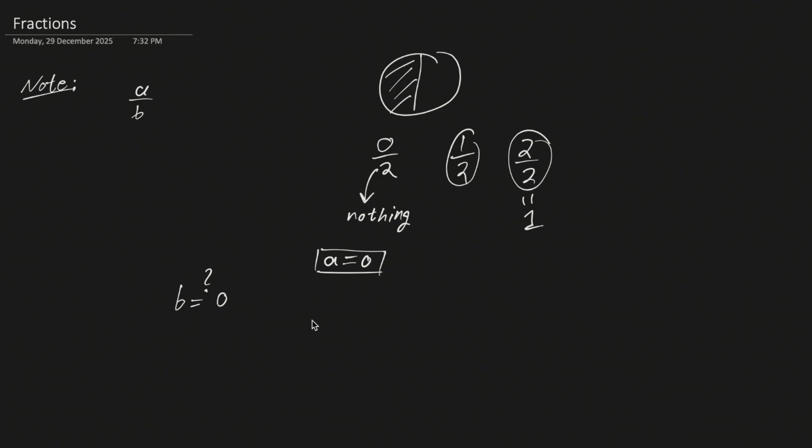Well, let's see what that means. If a is different than 0, then we're saying 1 out of 0. So it's saying you took one part out of nothing. But this statement in and of itself is nonsensical. You can't take something out of nothing. Hence, b should never be equal to 0. Okay, so your denominator b must always be different than 0.